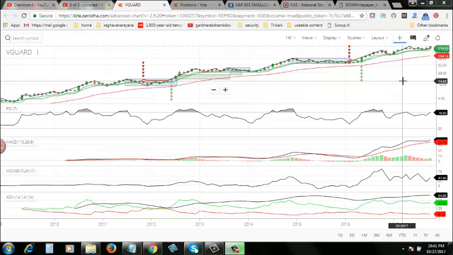Unless a miracle happens, I don't see VGuard crossing 500 in the next 1 year. This is my guess, based on what I'm seeing right now and based on the analysis that I have already done on this stock.